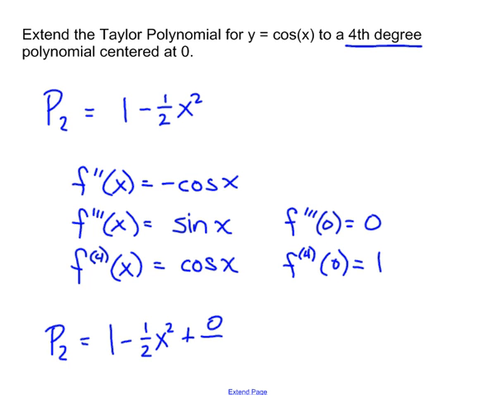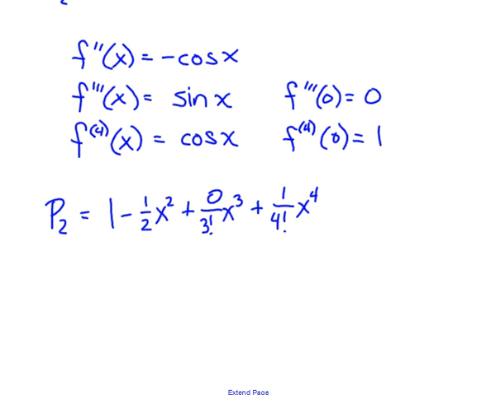We can see it's all going to go 0, but it'll be 0 over 3 factorial x cubed plus, and then I take the fourth derivative, which was 1 over 4 factorial x to the fourth. And if we clean that up, oops, this is no longer the second, it's our fourth, so p sub 4 equals 1 minus 1/2 x squared plus 1 over, and we can leave it as 4 factorial, or we can say, well, I know 4 factorial is 24, x to the fourth.